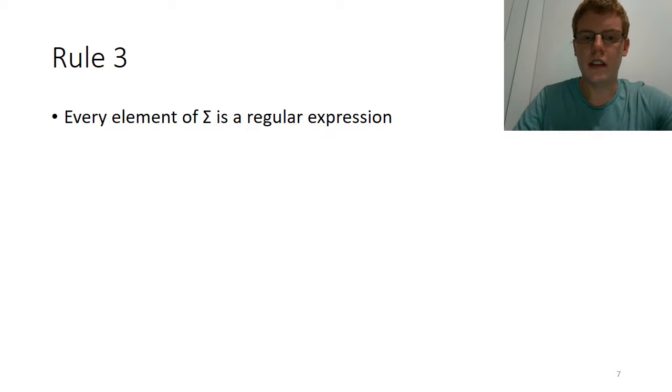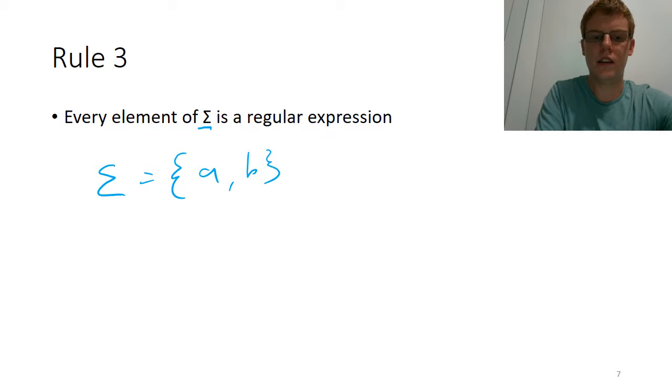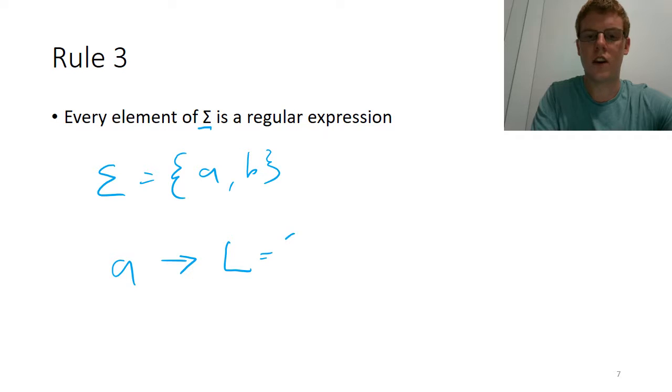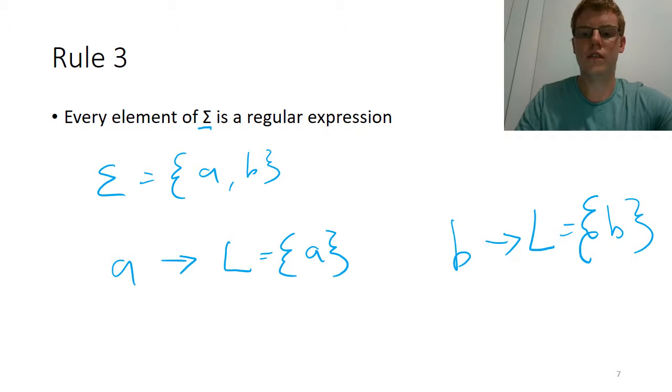Every element in the alphabet, sigma, is a regular expression. So, if sigma consists of A and B, then A written down is a regular expression which refers to the language that consists only of an A, and B is similar. It is the language that consists only of a B. Forgive my poor braces.